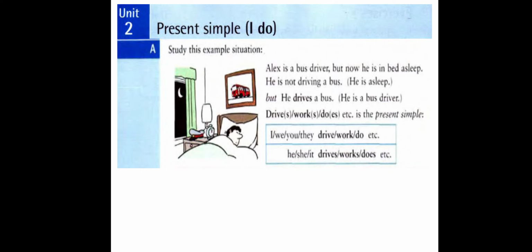If the subject is singular, then he drives to work every day. She drives to work every day. She drives to school every day. He drives to school every day. So we use the verb plus s. He works at school. She works at school. So we use a verb plus s because the subject is singular.